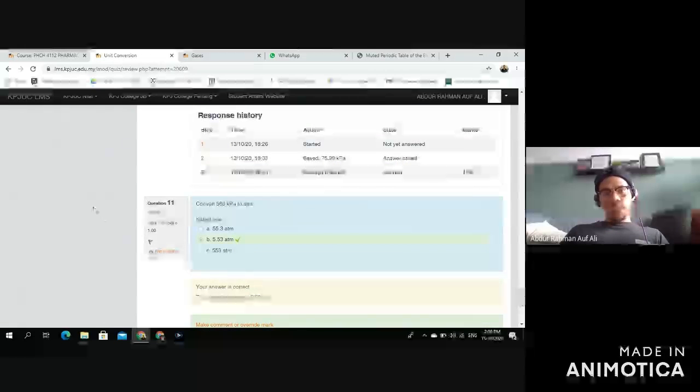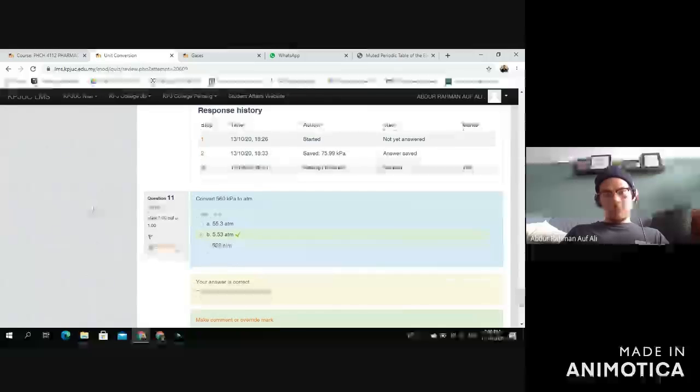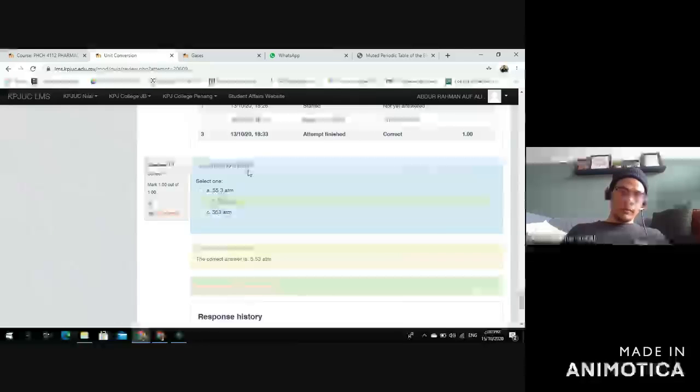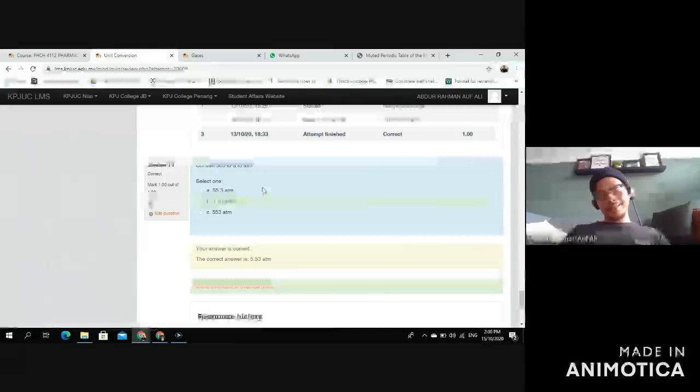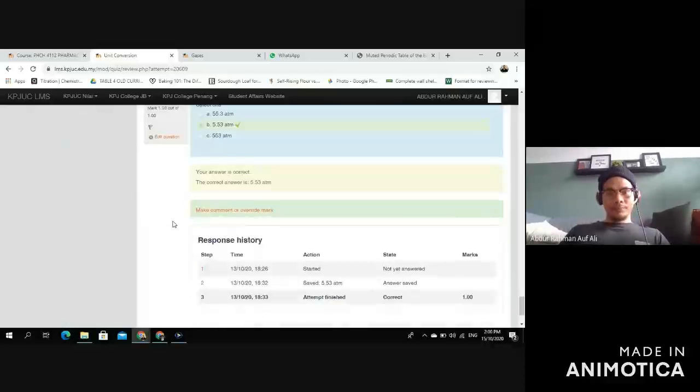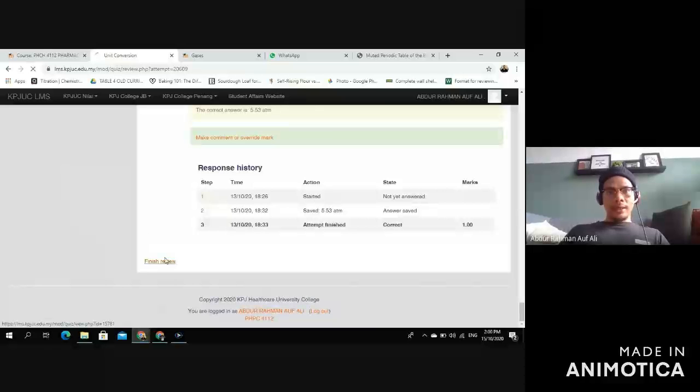And that brings us to our last question for this unit conversion quiz tutorial. Convert 560 kilopascal to ATM. So this is the other way around. If you want to convert ATM to kilopascal, you multiply with 101.325. If you want to convert from kilopascal to ATM, you just divide with 101.325. So 560, divide that with 101.325. So the right answer is 5.53 ATM. Okay, so that's it.